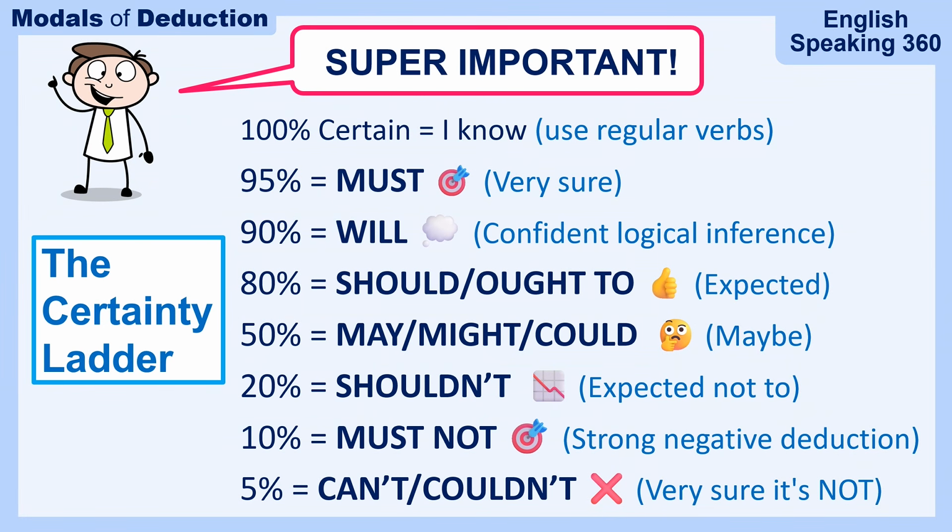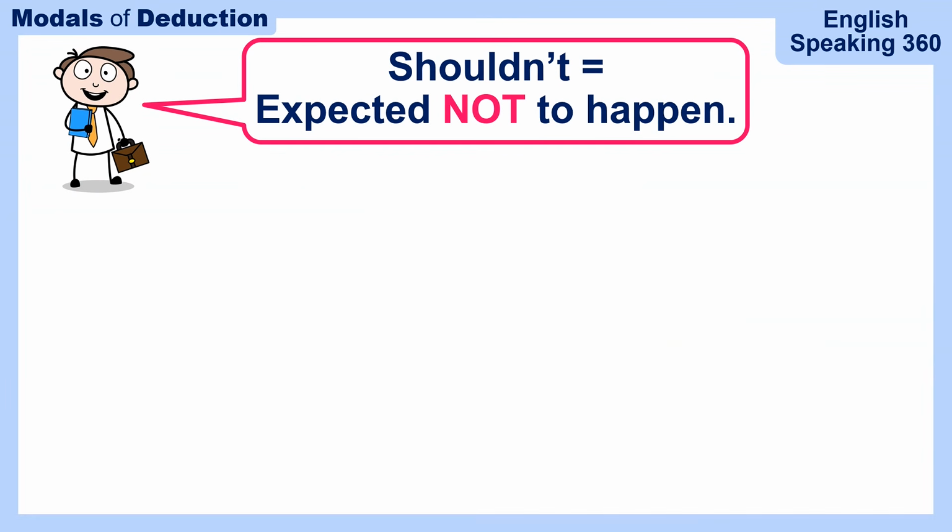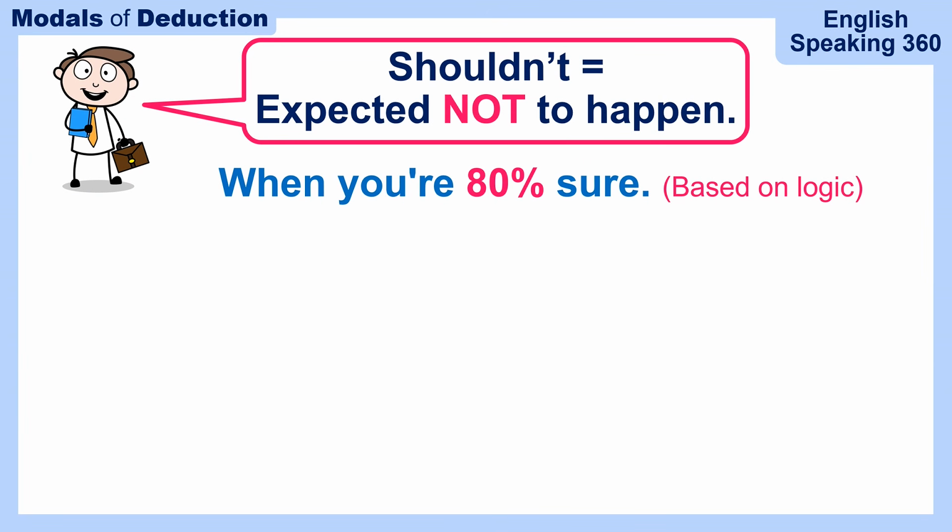Let's get back to our certainty ladder. Now we are down to 20%. Shouldn't. Shouldn't is the opposite of should. Should was at 80%. Shouldn't is at 20%. So something that is expected not to happen. Let me explain. Shouldn't is used when you're 80% sure based on logic that it's not going to happen.